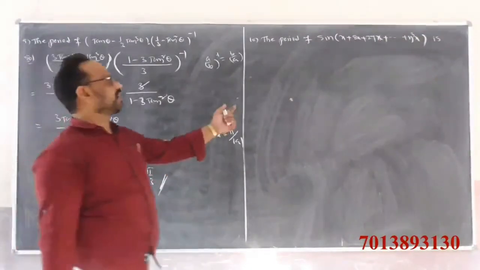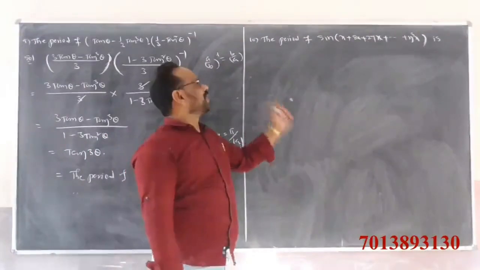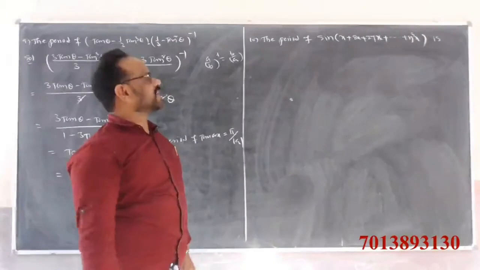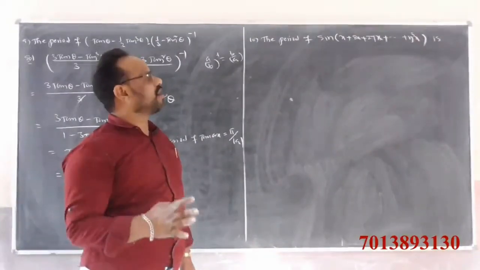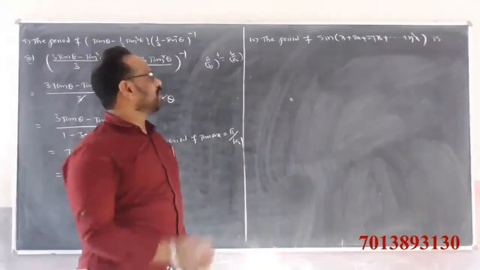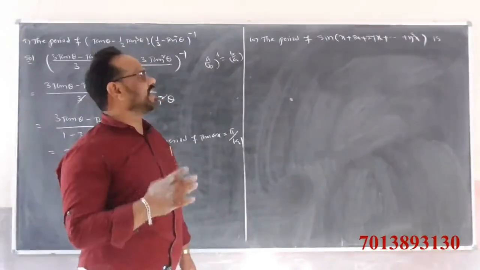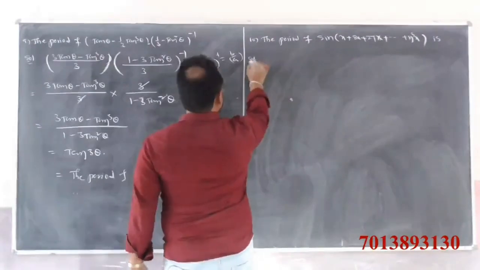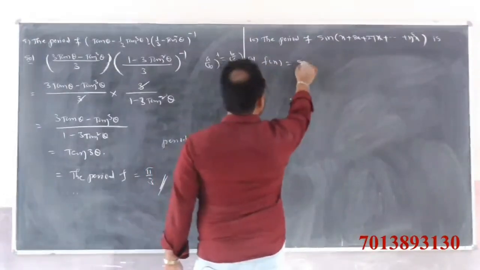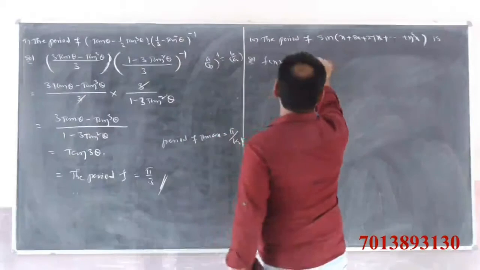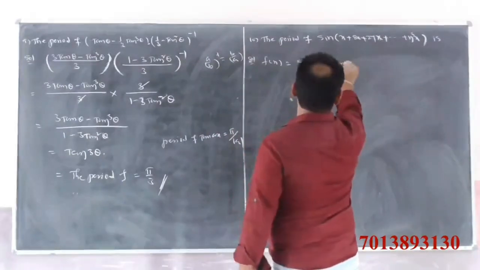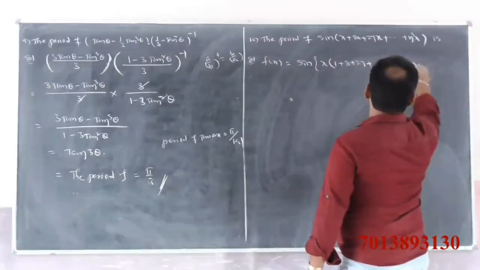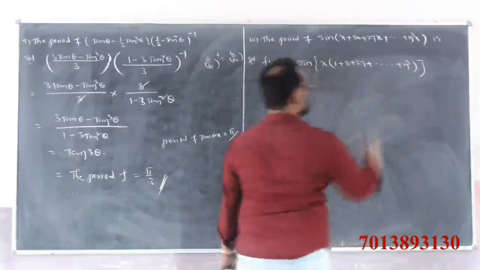Next, 10th problem. That is the period of sin of x plus 8x plus 27x plus and so on plus n cube x. We want the period of sin x plus 8x plus 27x plus n cube x. That is the solution. Here f of x is equal to sin, if you take x as common, we get 1 plus 8 plus 27 plus and so on plus n cube. We want the period of this.